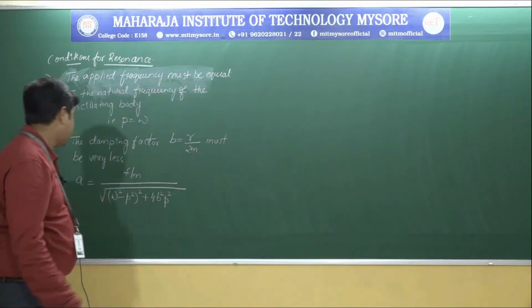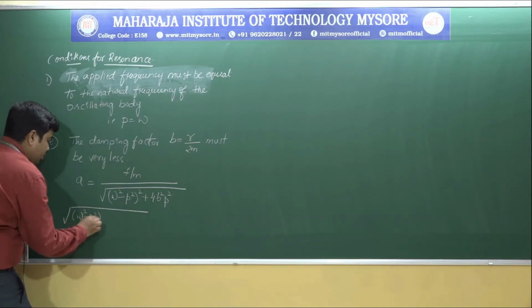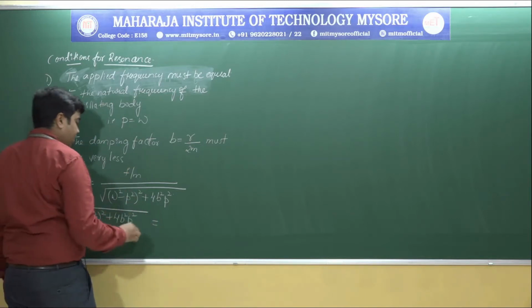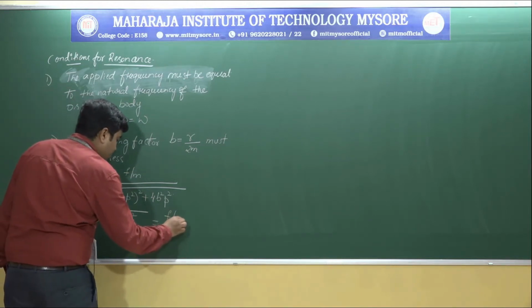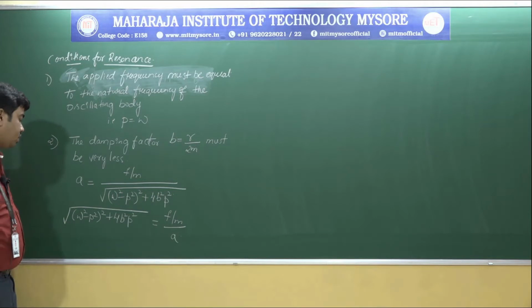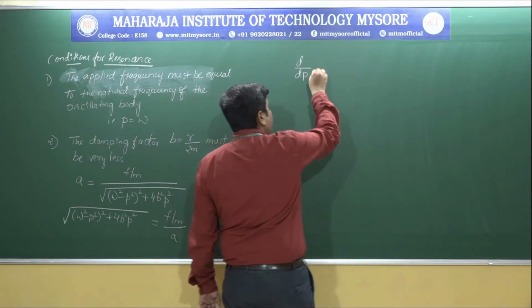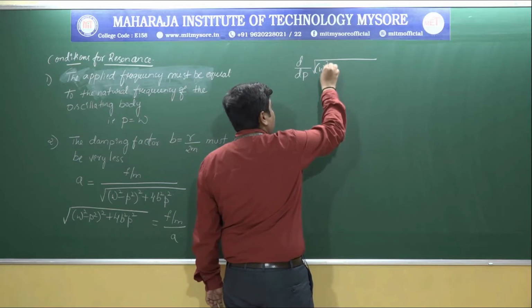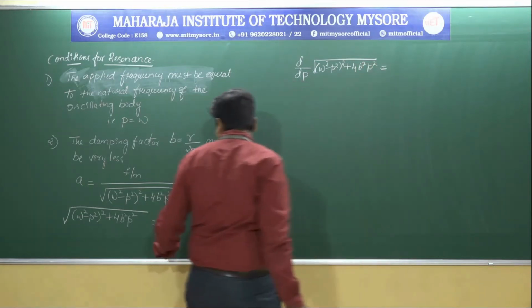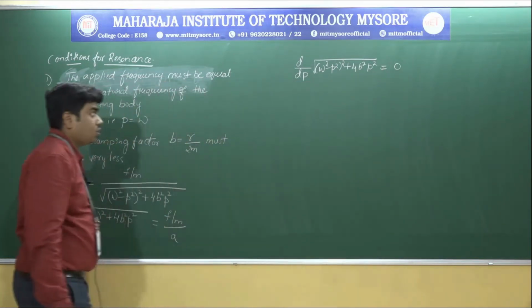Now this can also be written as square root of omega square minus p square whole square plus 4b square p square is equal to F by m whole divided by A. Now we'll differentiate this equation with respect to P. d by dp of square root of omega square minus p square whole square plus 4b square p square becomes equal to 0.